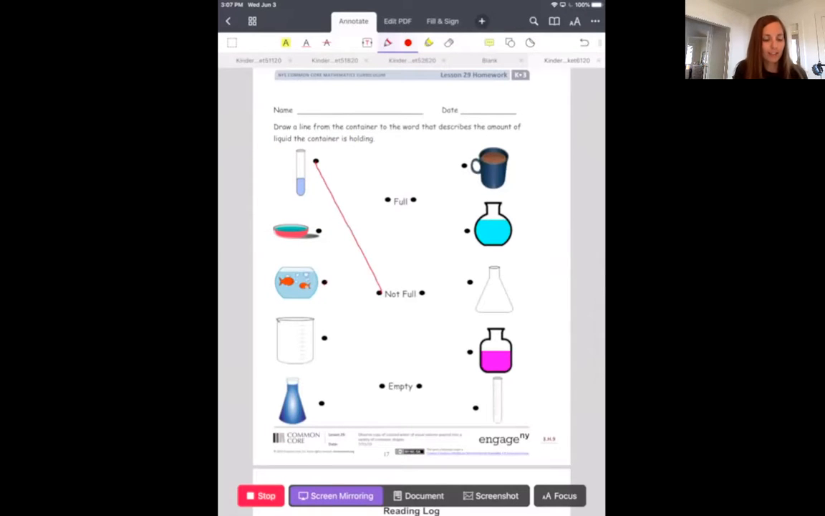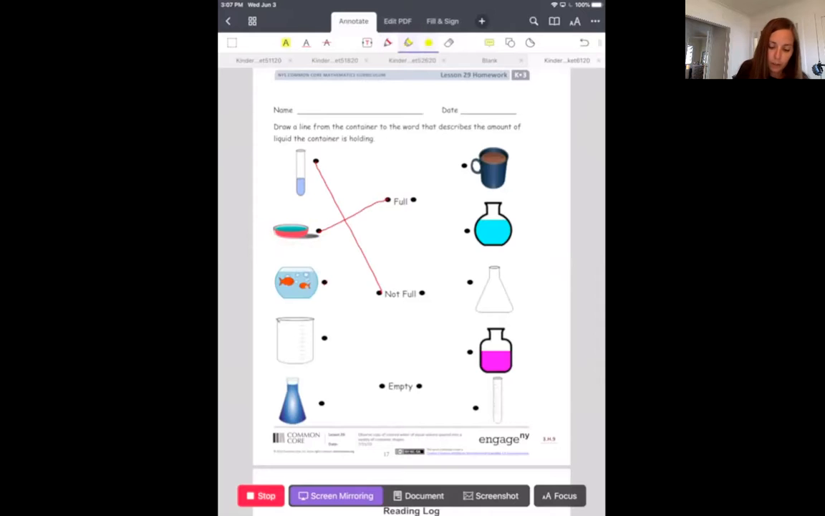Look at your next one. So the next one looks like it's some kind of bowl. What do you think that is? Full, not full, or empty? Yeah, I would say full because it looks like the water goes right up to the top. Right up to the top. Very nice.